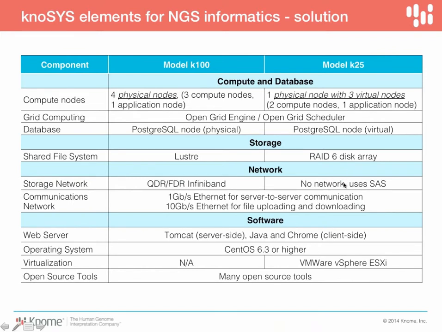Over here on the K25, we're using serial attached SCSI, so SAS drives, for the RAID 6 array. Both have gigabit Ethernet and 10 gigabit Ethernet for file uploading. Both actually have a Tomcat web server running on them, and on the desktop side, you would run Java and Chrome as your client for accessing the system. We're using Red Hat's open source CentOS versions 6.3 and higher, and a lot of open source tools. Of course, the K25 is using VMware as its virtualization technology. And these systems are very similar in a lot of ways, logically, but physically are somewhat different.